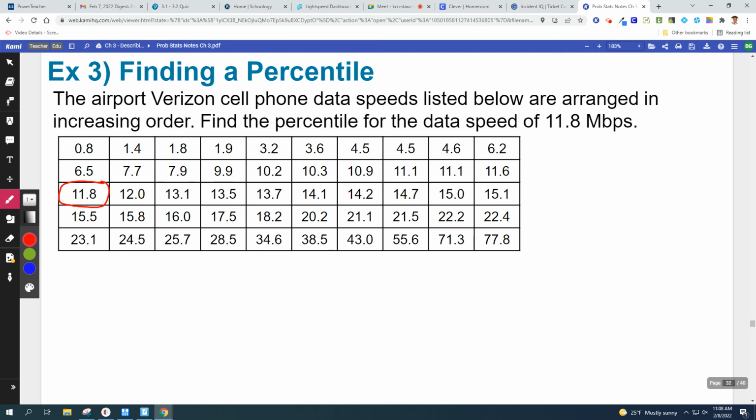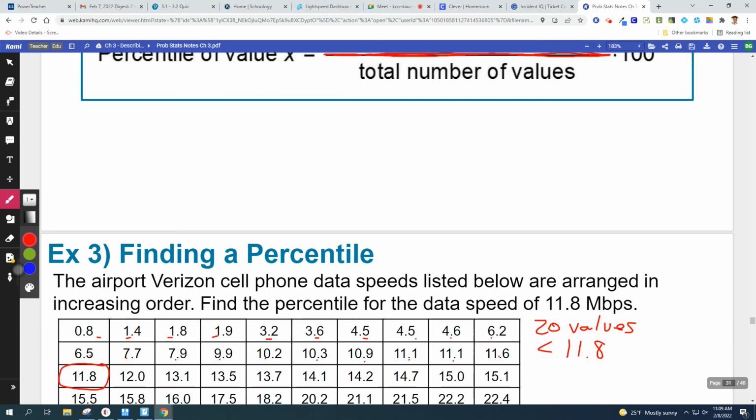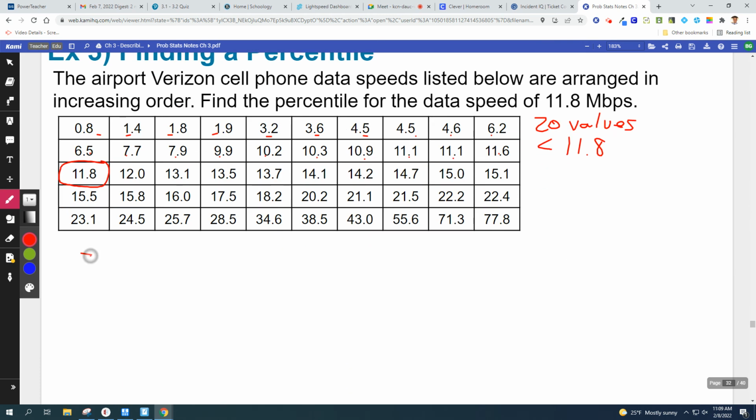One thing to do is count: 1, 2, 3, 4, 5, 6, 7, 8, 9, 10, 11, 12, 13, 14, 15, 16, 17, 18, 19, 20. There are 20 numbers less than 11.8. That's an important thing to know. Go back and look at the formula. We're talking about the number of values less than our number. So we've got 20.